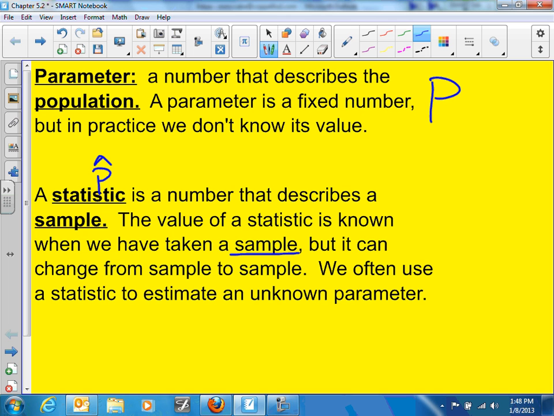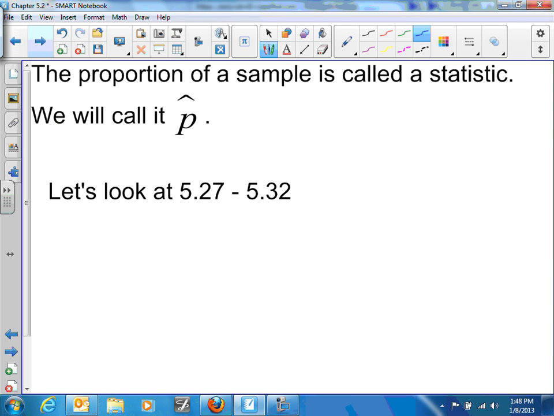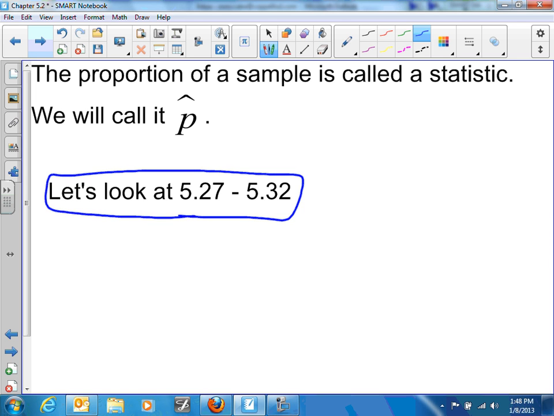We often use a statistic to estimate an unknown parameter. All right, the proportion of a sample is called a statistic. We will call it p hat. All right, you need to look over questions 5.27 to 5.32 in the book.